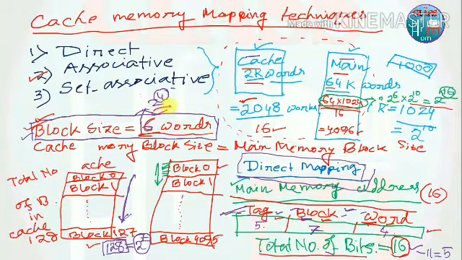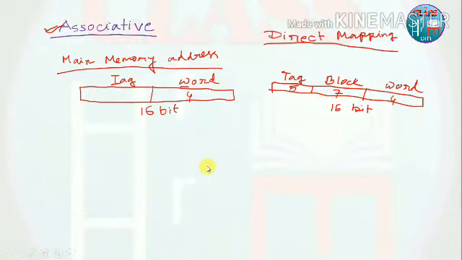So 16 equals 2 to the power 4. If we talk about associative, direct or set associative, the block size remains the same. That's why the last field, the word field, will be the same for the three cases. So in the associative mapping also, the last field of the main memory address will be 4. Easily, what will be the size of the tag? Obviously it will be 16 minus 4, that means 12. So it will be a 12 bits tag.